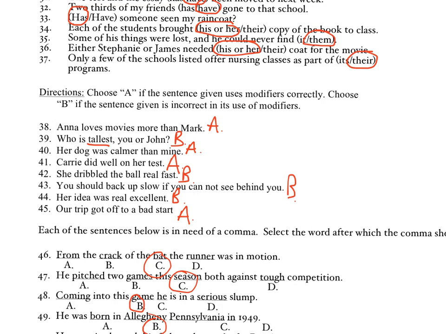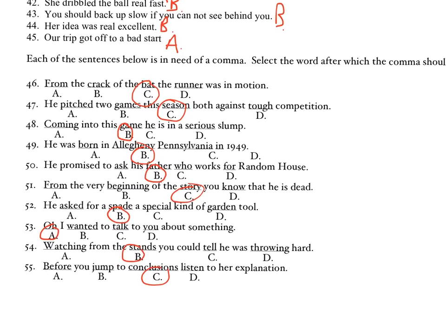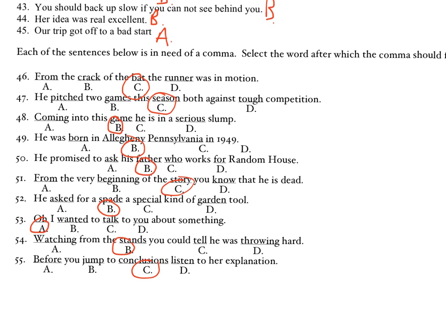And then finally in the grammar section we have some punctuation. This section deals with commas. Where does the comma go in the sentence? Let's go through these and just talk about the rules. From the crack of the bat, the runner was in motion. It should read from the crack of the bat, comma, the runner was in motion. Introductory phrases of 4 or more words always get a comma. This is an introductory phrase, from the crack of the bat. It's a prepositional phrase, adverb phrase. So we would set that off with a comma after bat.